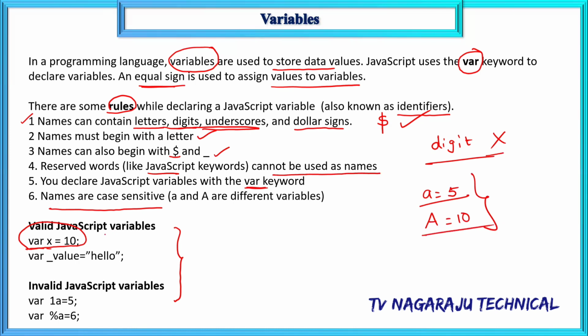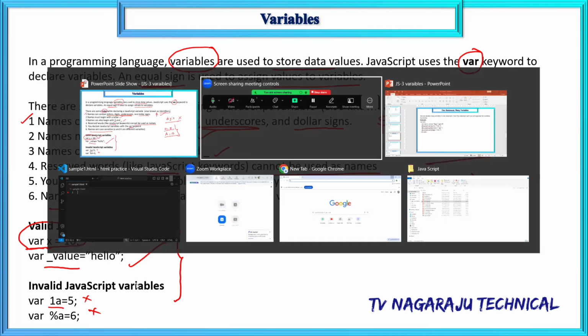Now, according to the rule, is this valid? Yes. Here, this is also valid. Why? It starts with an underscore. Now here 1a is invalid. Why? It starts with a digit. %a is also invalid. Why? Other than letters, digits, underscore, and dollar, it consists of the symbol percentage. Clear? These are the rules to be followed for declaring a variable.